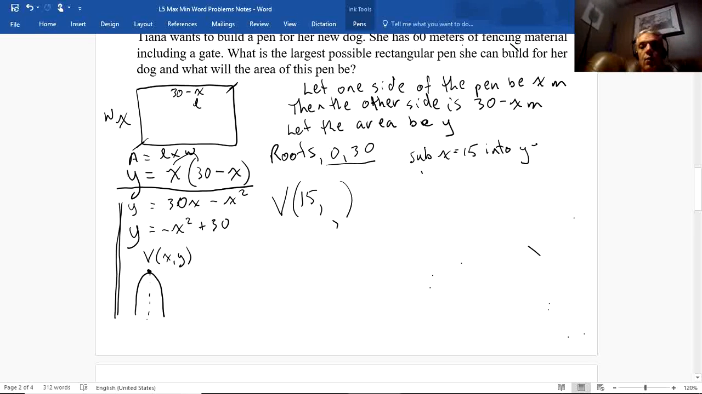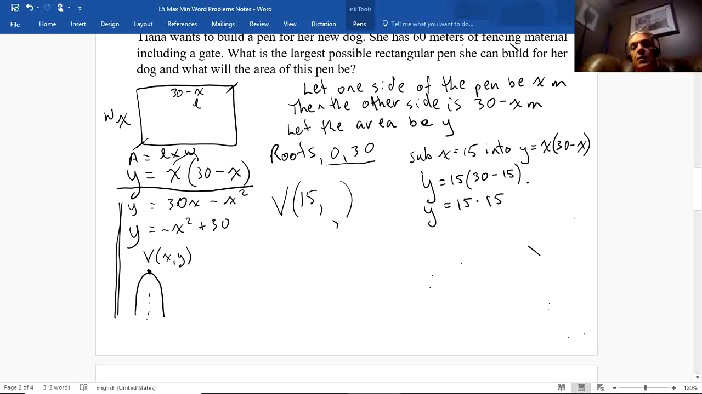So I sub my x value, x equals 15, into my original equation, and I write this out, okay? I write it out, x times 30 minus x. And so I'm going to put 15 into that equation. So I get y equals 15 times 30 minus 15. And this gives me y equals 15 times 15. Now, some of you may know 15 times 15 in your head. Probably most of you are going to go to your calculator. I happen to know these numbers because I don't know, I'm weird, right? So the answer here is 225.